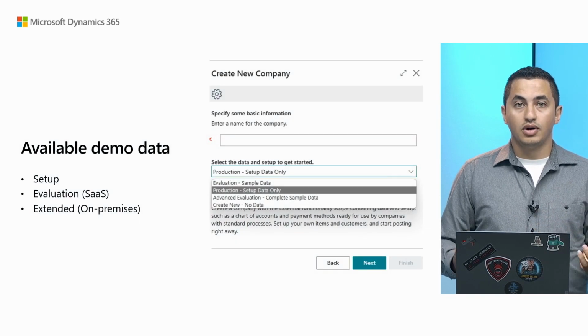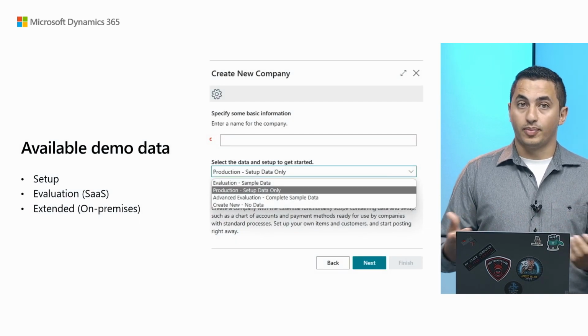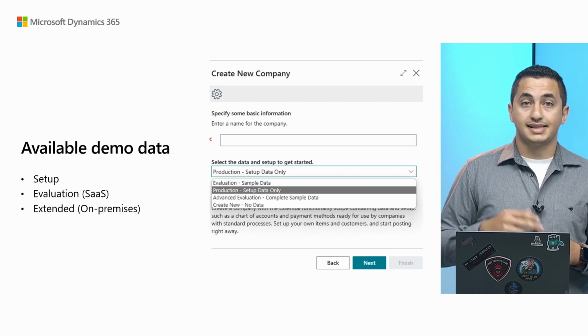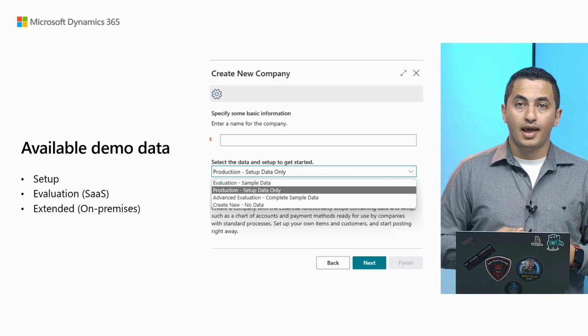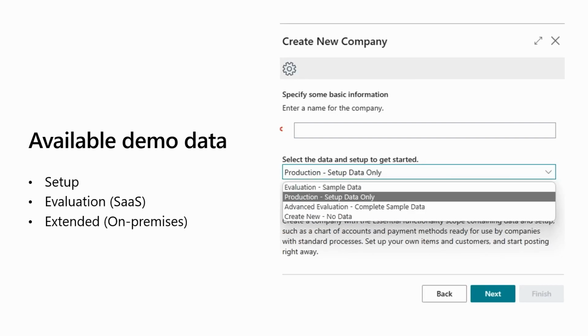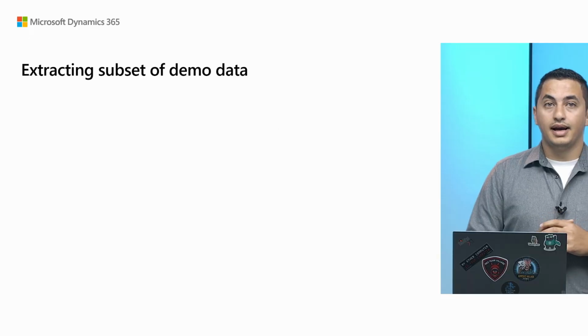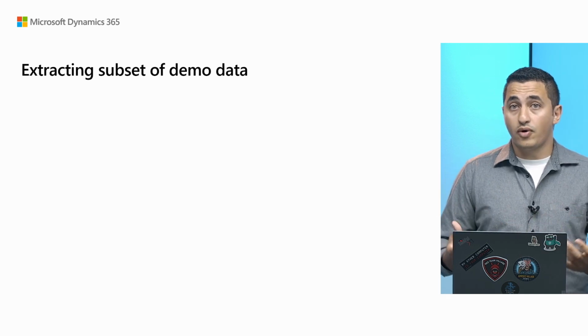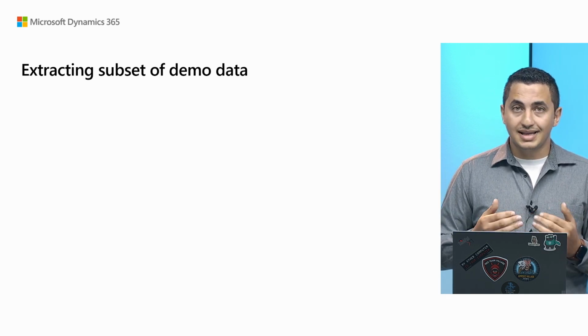As you may know, the available demo data that comes out of the box is setup, evaluation if you are using SaaS, and extended, which you can find on-prem. You might be familiar with that screenshot, which is basically how you create a new company, where you can choose this set of evaluation or setup data, whichever company you would want to create, right? So using a RapidStart package to create your demo data is a powerful tool, absolutely, but it has its own limitations.